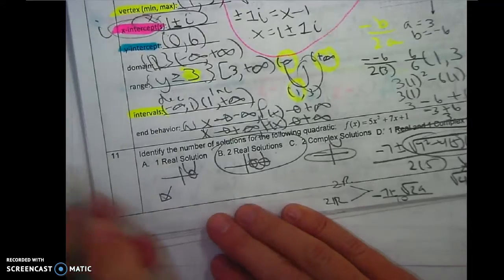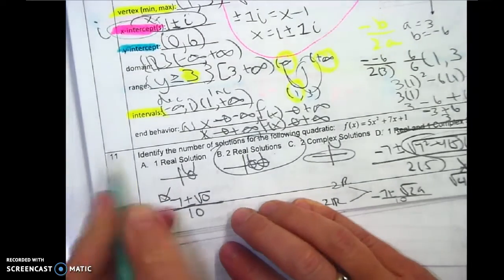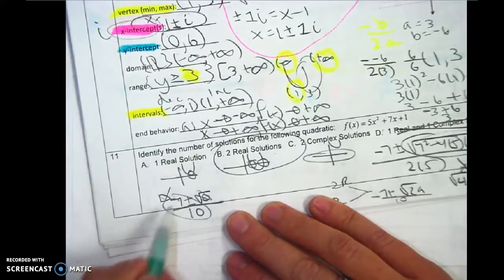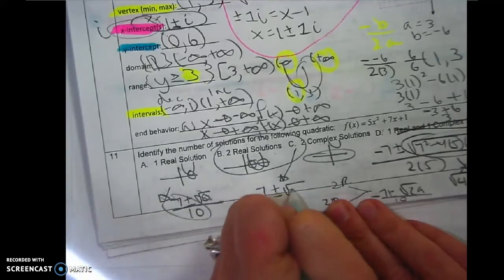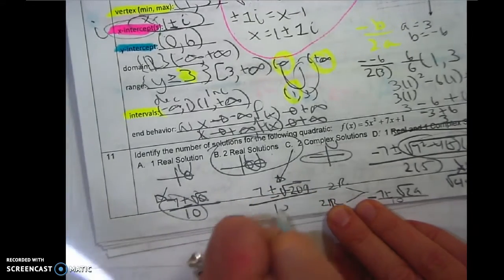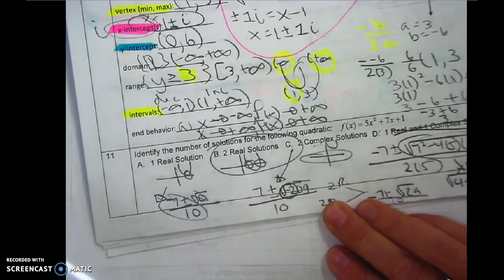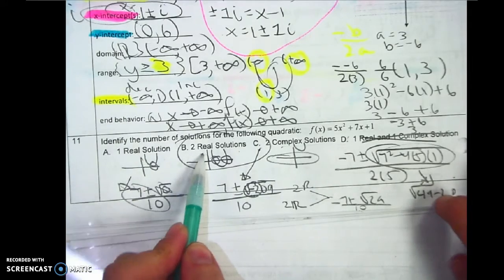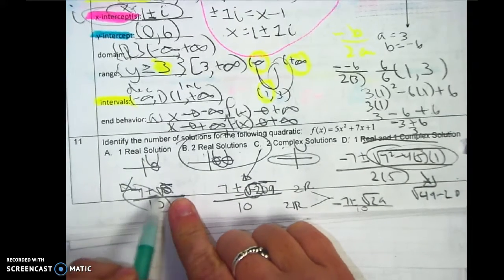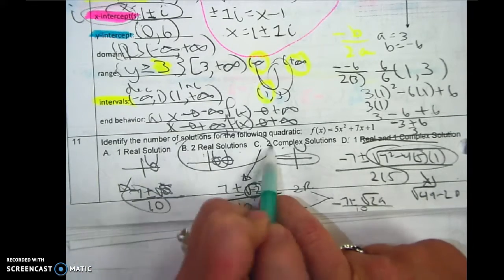But what I want to point out is it would be 1 real solution if I got 7 plus or minus the square root of 0 over 10, because the square root of 0 is 0, so it would only lend itself to 1 answer. If I had 7 plus or minus the square root of negative 209 over 10, this would imply that my answers are imaginary. That's complex. So be aware. If what's inside the radical is positive, you can get 2 answers. If what's inside the radical is 0, you can't add or subtract anything, so there's just one option. And if there's a negative inside there, that's imaginary. That's complex.